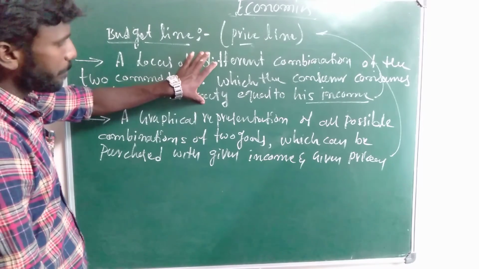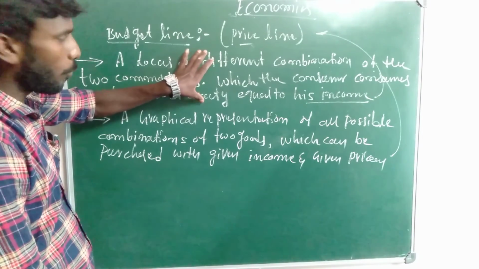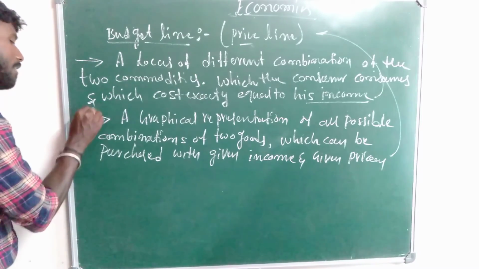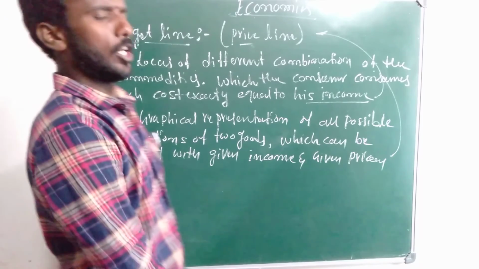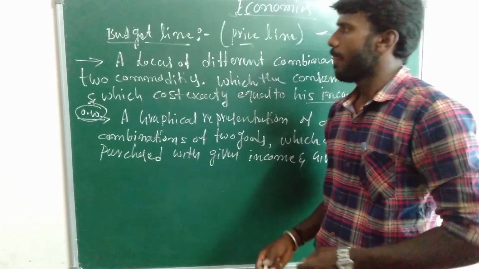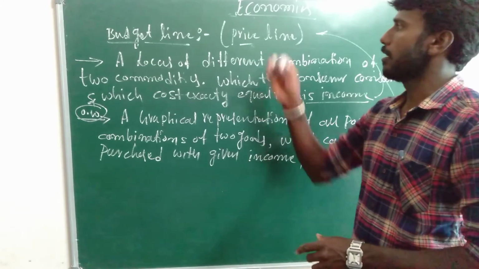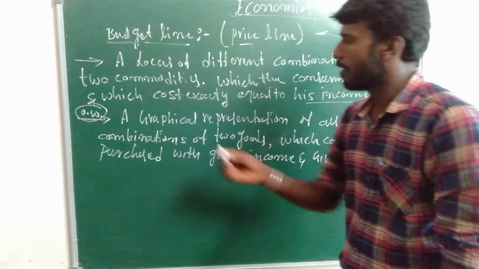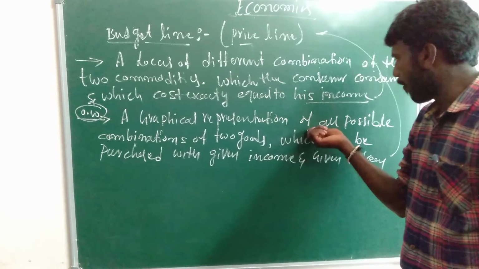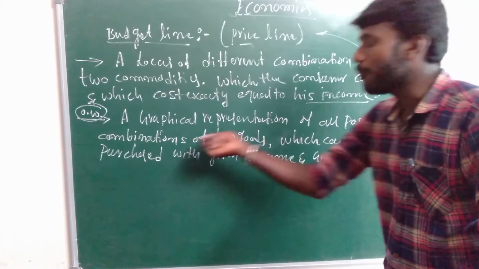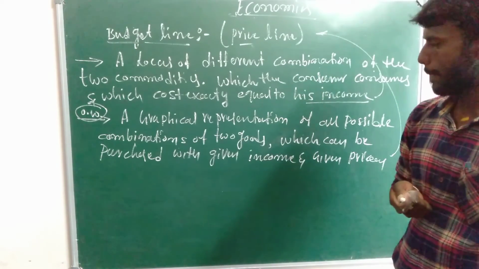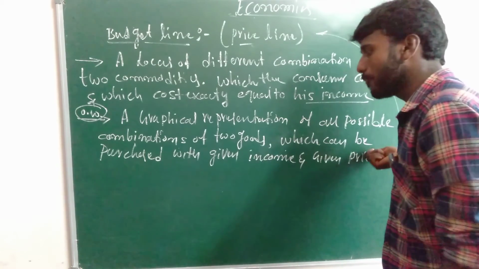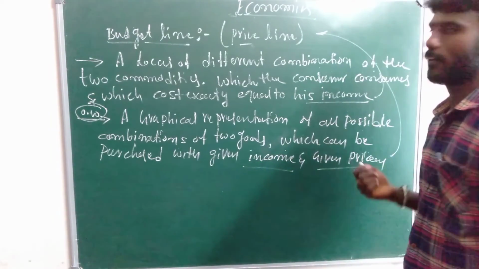See students, in simple or general terms, we already understood what is the meaning of the budget line or the price line. Now in other words, the budget line or price line is a graphical representation of all possible combinations of two goods that can be purchased with given income and given prices.